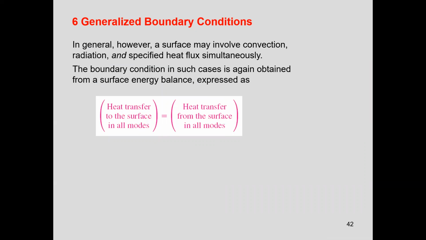The generalized boundary condition for a surface may involve convection, radiation, and specified heat flux simultaneously. The boundary condition in such cases is again obtained from a surface energy balance, which is the heat transfer to the surface in all modes equal to the heat transfer from the surface in all modes.